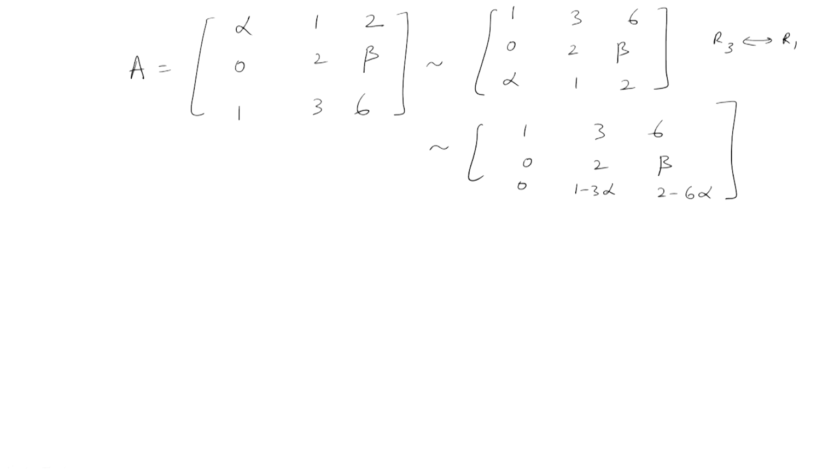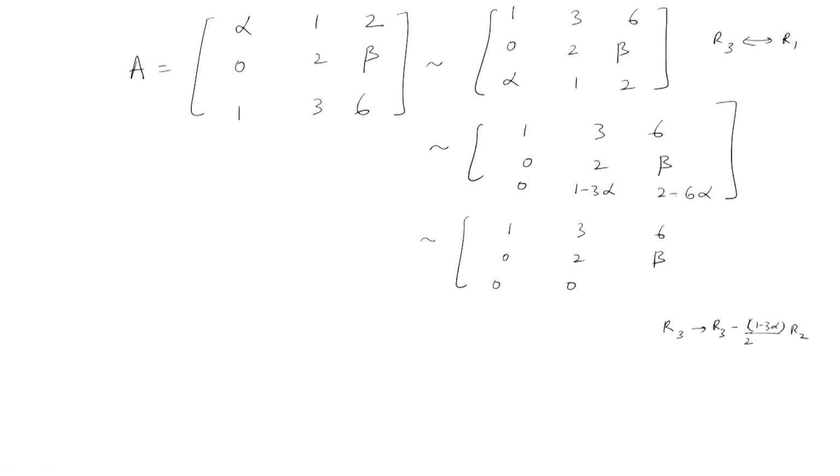Now, for the echelon form, you will make 0 here with the help of this. Again you will make elementary row transformation: 1, 3, 6, 0, 2, beta, it is 0, it is 0. What operation have you applied in R3? It is R3 minus (1 minus 3 alpha)/2 times R2, to make 0 here, and the same operation you will apply here.